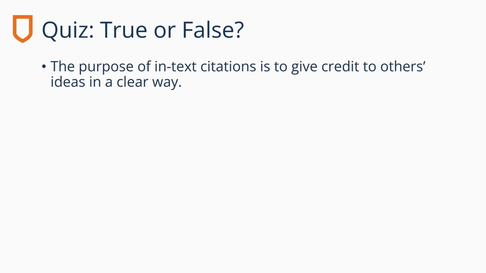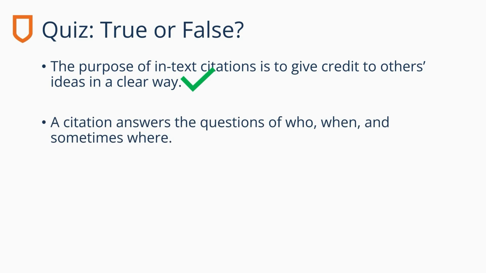First, true or false? The purpose of in-text citations is to give credit to others' ideas in a clear way. Would that be true or false? That's true. The purpose of in-text citations is to give credit to others' ideas in a clear way. True or false? A citation answers the questions of who, when, and sometimes where. That would also be true.